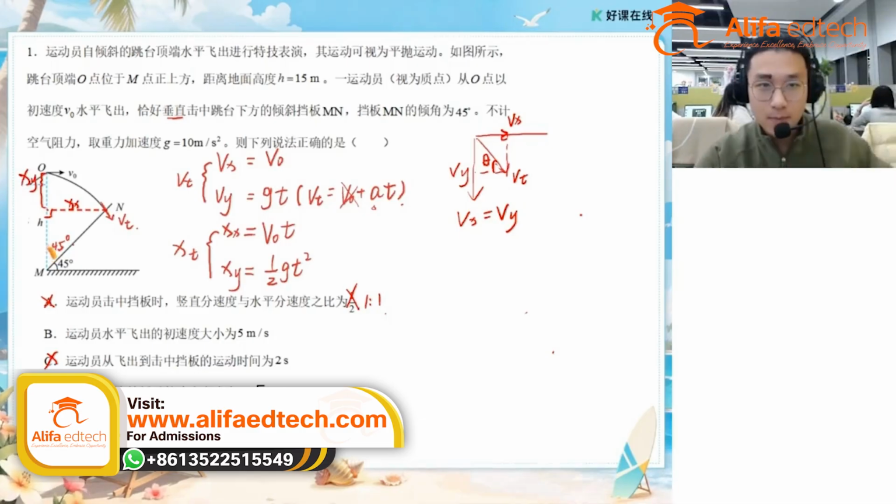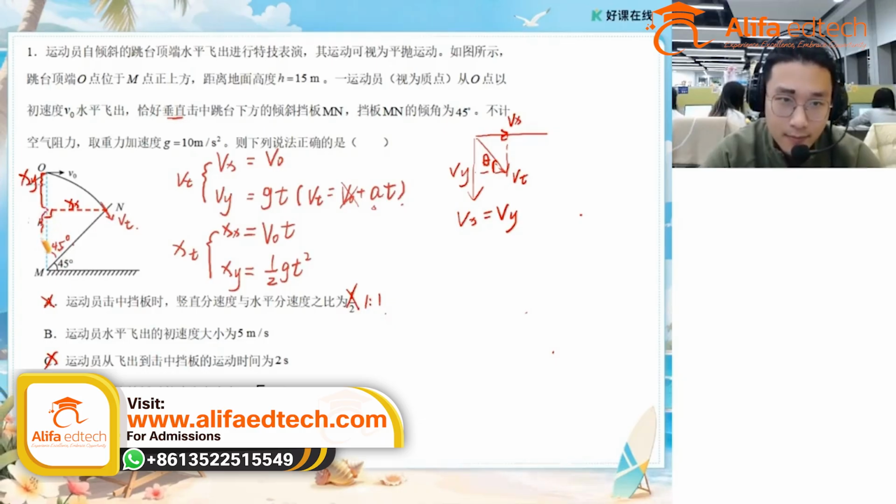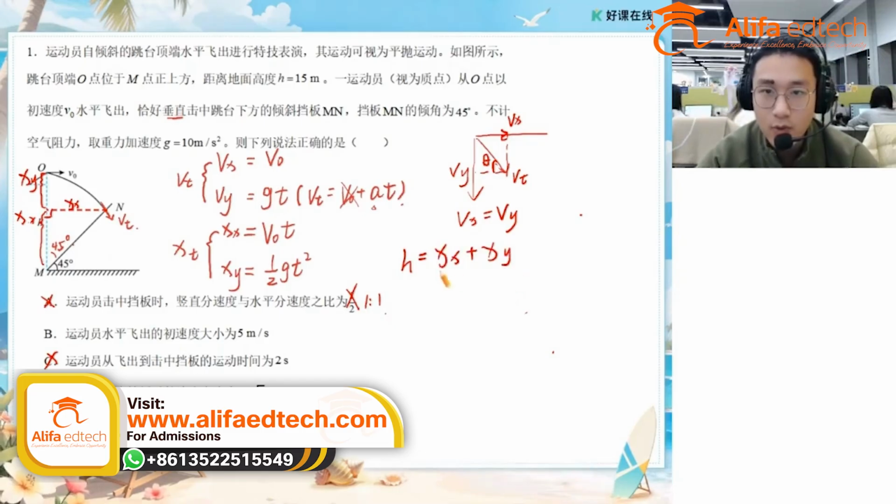Now we have a relationship between the displacements. We know the triangle formed by M, this point, and the horizontal displacement is an isosceles right triangle, with perpendicular here and 45 degrees here. So this lower part is also the horizontal displacement. So we found that the height h is equal to our horizontal displacement plus our vertical displacement. The relationship between the displacements is found, so now we just plug it in and calculate.